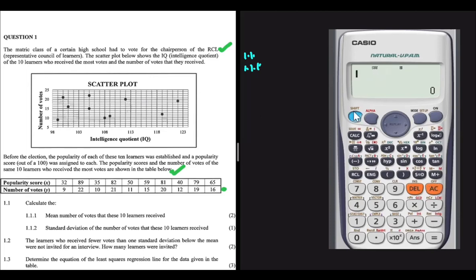From there on, shift 1 and then you go to option 4, VAR. Right, and then when you press option 4, you're going to have x bar, which is the mean. So when I press 2 and equals, I get 15.5. So that is the mean. The y bar in this case, because the number of votes are y, y bar is equal to 15.5.